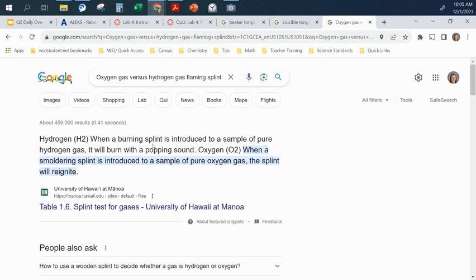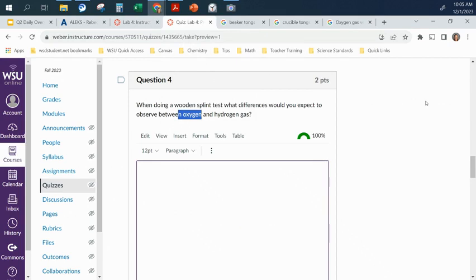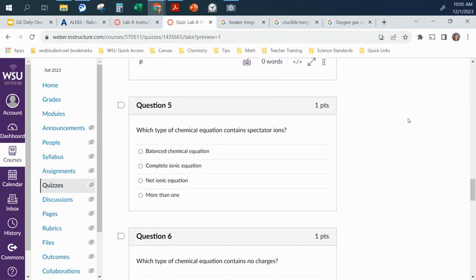So you put one with a glowing splint, not a flaming splint, and the splint will relight. I think hydrogen just reacts a little bit faster, and so then it does its pop. I'll see if I can find a video of that for you for Thursday. I think that's what they're asking. I feel like they should tell you that.